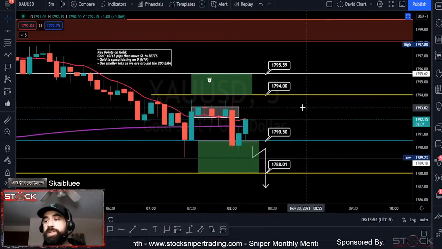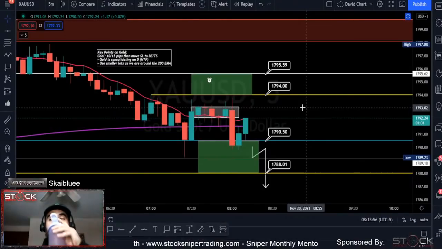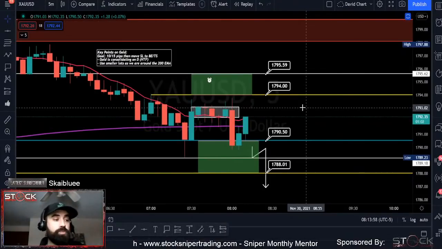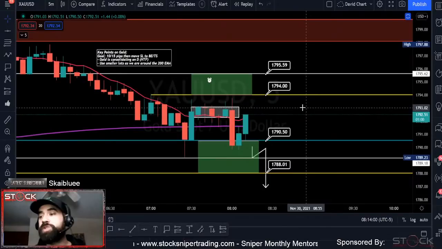There's no fib extension indicator here. There's no nothing like that. This is sheer support and resistance trading, charted by hand.